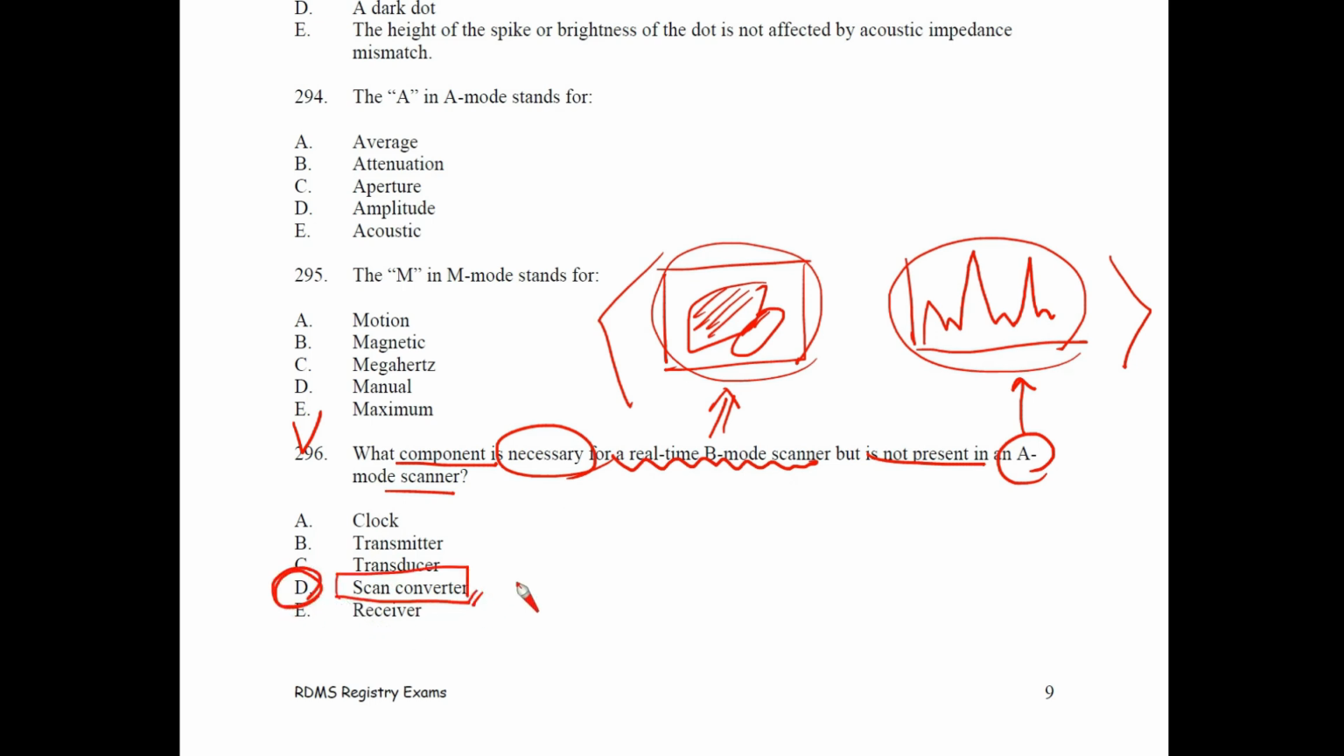In the case of a scan converter, since it is related to creating and displaying images, it is an essential component in B mode. On the other hand, in A mode, since only waveforms are recorded, I can explain that a scan converter is not present. As a reference, when comparing A mode and B mode, questions like this may appear, so make sure you understand the content.